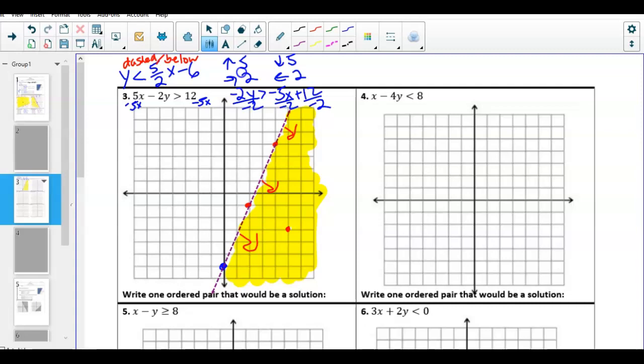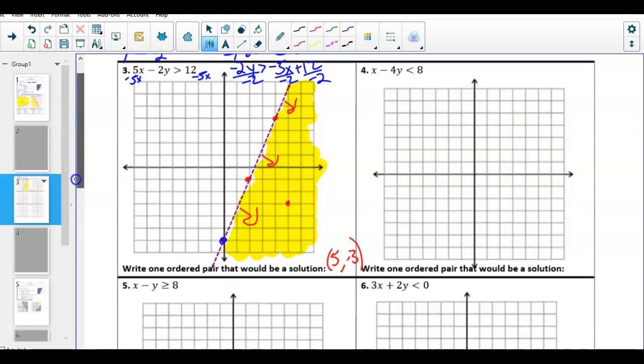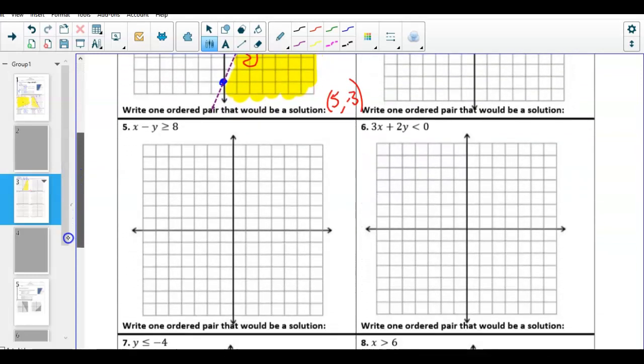1, 2, 3, 4, 5, negative 3 would be a solution because it falls in the shaded area. Yours doesn't have to be the same as mine. It can be. Just make sure it's not on this dashed line, because any point on that dashed line would not be a solution. Right? Let's jump down to number 5.